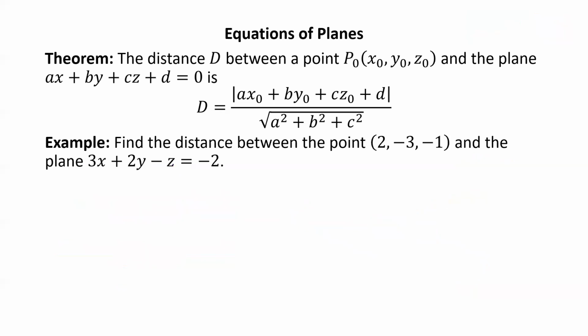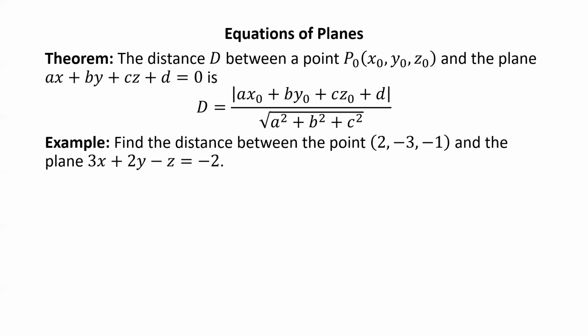Okay, it's time for some examples. Once again, pause the video before I go over this so you can try the example yourself. Find the distance between the point (2, -3, -1) and the plane 3x plus 2y minus z equals -2.